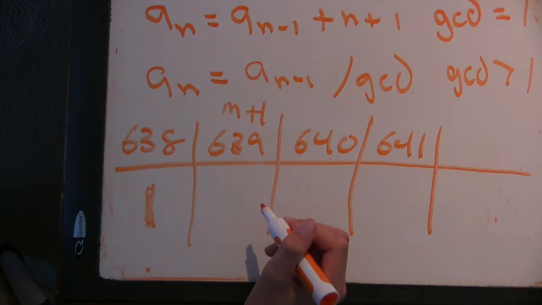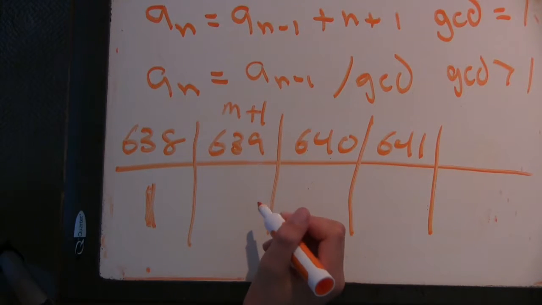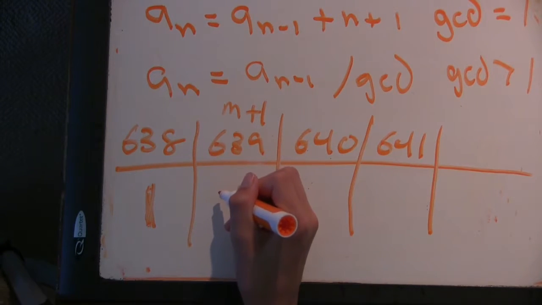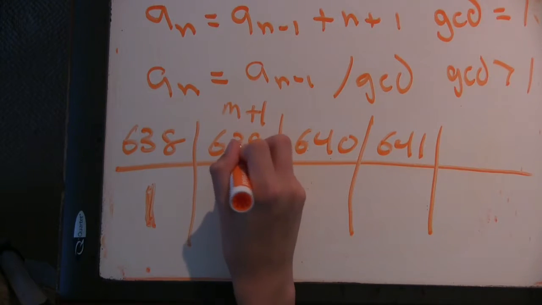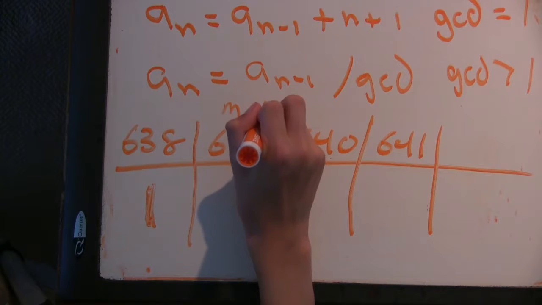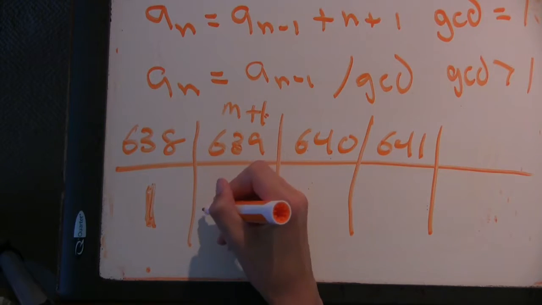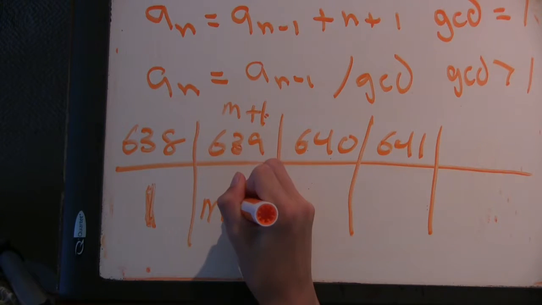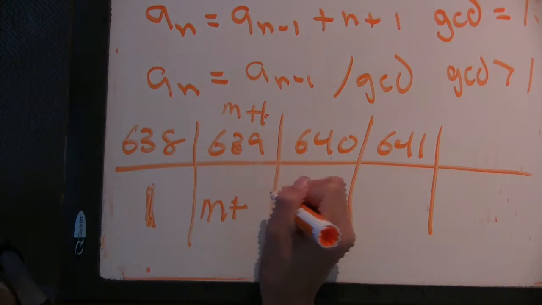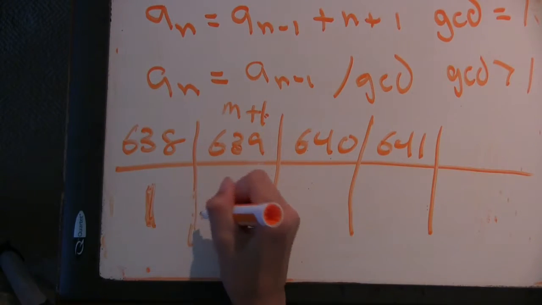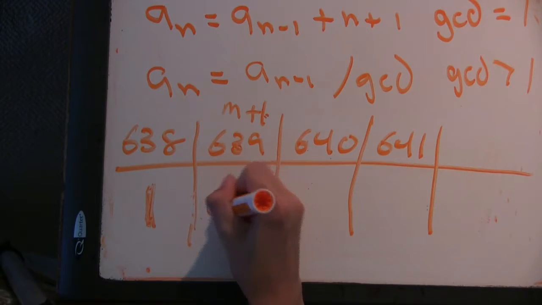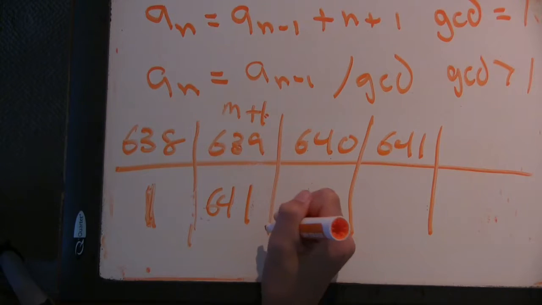Alright, so what do you get? So we got, this number is 1 plus 639, which is M plus 1, plus 1. Okay. So we get... You can just write out what the number is. Okay. So we get 641. Okay.